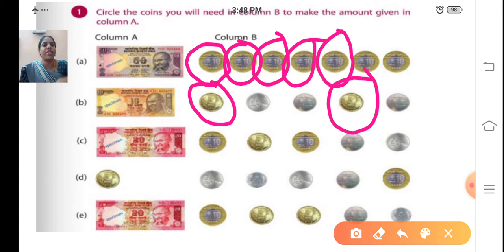Yes. So the second question is 10 rupees. How will you get 10 rupees? How many coins do you have to circle? So I'm going to circle 2 5 rupee coins so that I'll get 10 rupees. 5 plus 5, 10, isn't it?